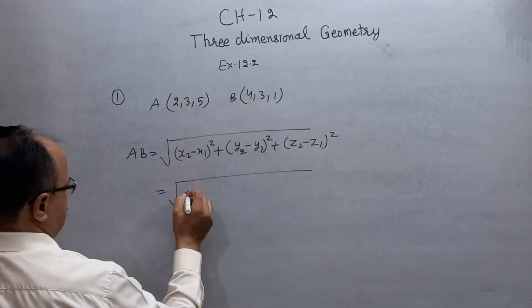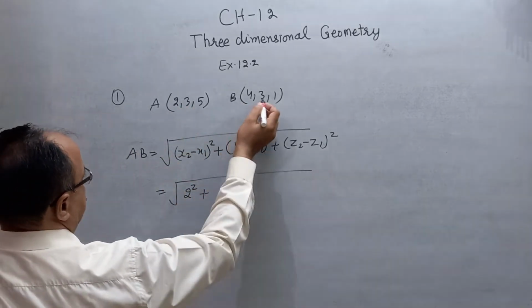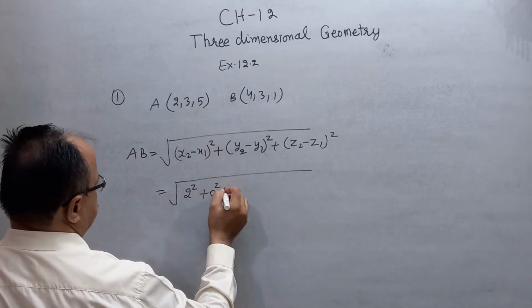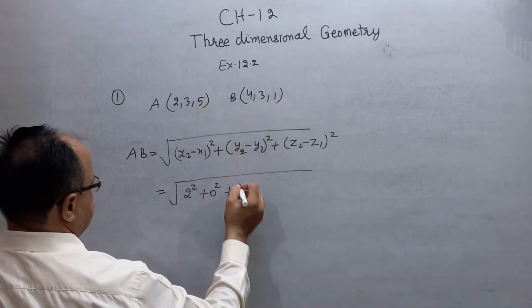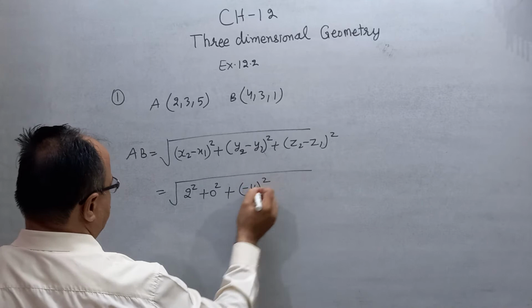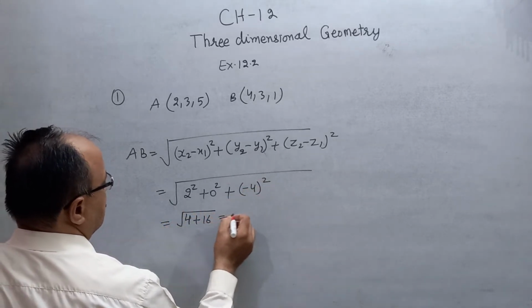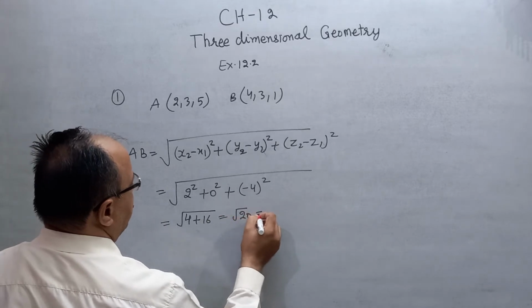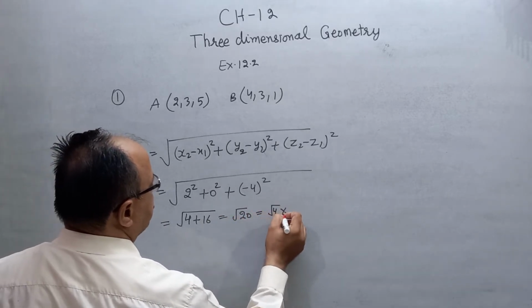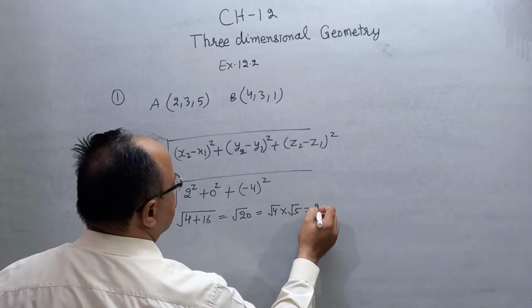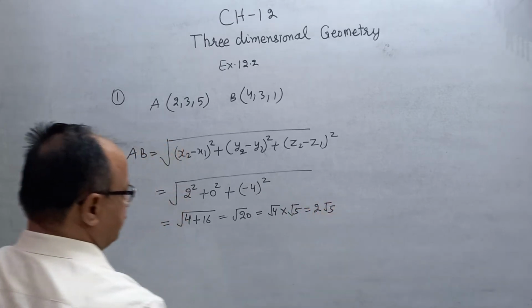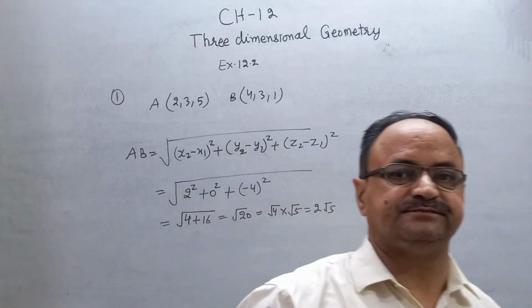4 minus 2, 2 square. 3 minus 3, 0 square. 1 minus 5, minus 4 whole square. That is 4 plus 16. That is root 20. And root 20 you can write as root 4 into root 5. Therefore 2 root 5. This is the answer.